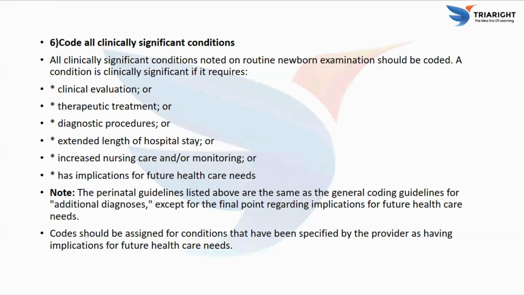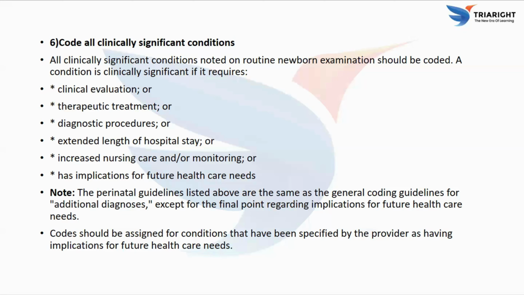And next is conditions that have future healthcare implications. So this means that the condition might affect the child's health later. For example, a heart murmur to be rechecked after discharge, hip dysplasia with follow up after 6 weeks, low birth weight with increased risk of developmental issues. So if the chart says a condition needs follow up, you have to code it.